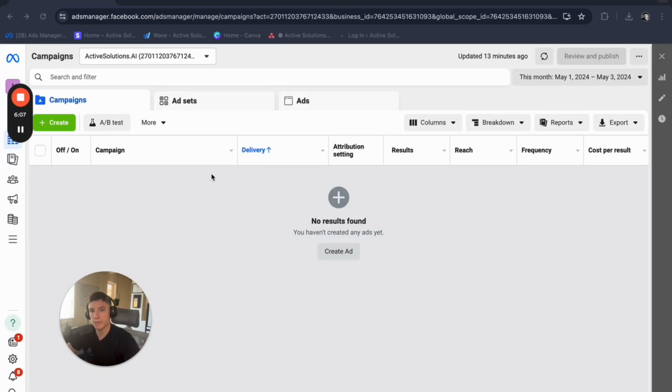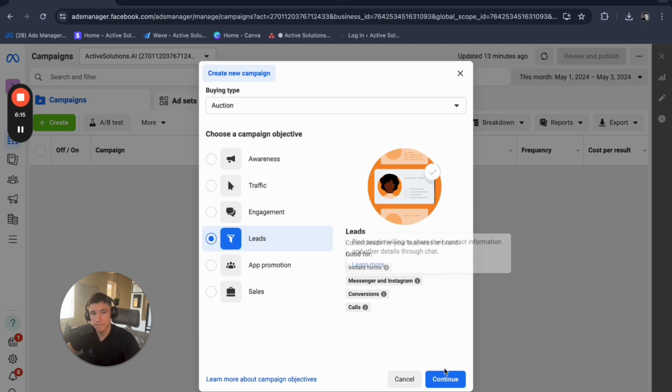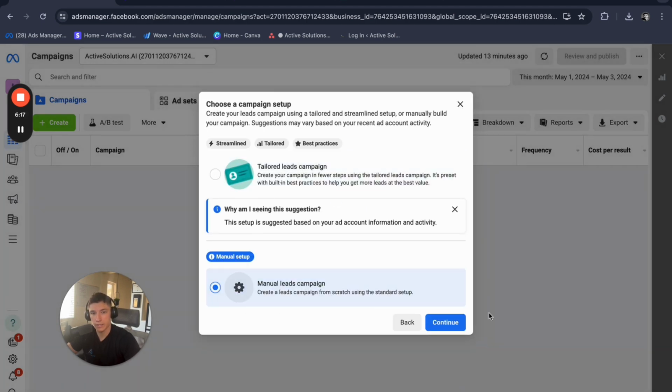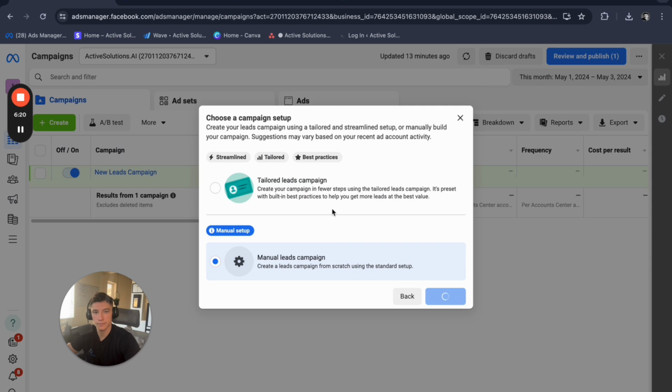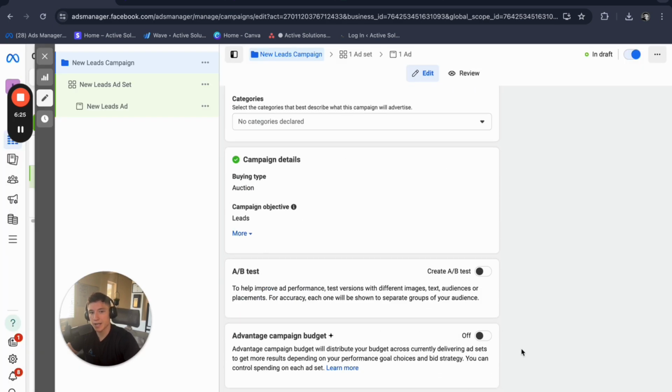Okay, so now we're actually going to come into the Facebook platform. If we go in here and we create a campaign, this is exactly how you're going to want to run lead generation ads. You're going to go leads, and you're going to go manual leads campaign. Perfect, here we go. Name your campaign, leave all this the same. You want to use ad set budget optimization. You do not want to use campaign budget. So if that confused anybody, just don't turn this on. Leave this off.